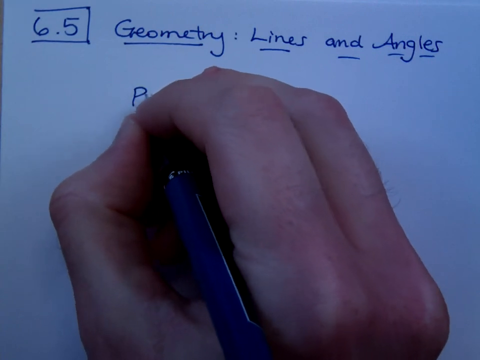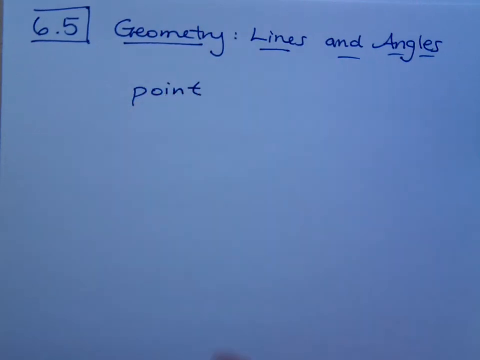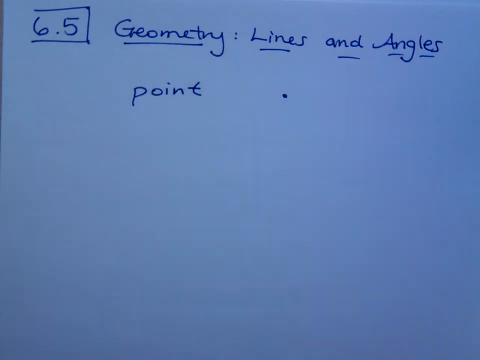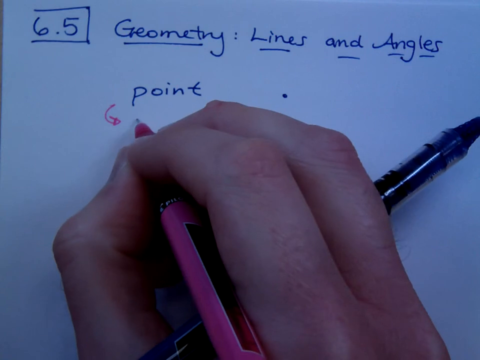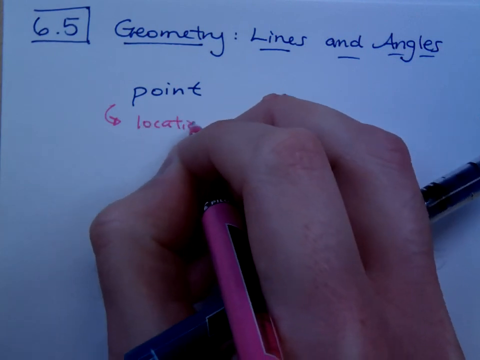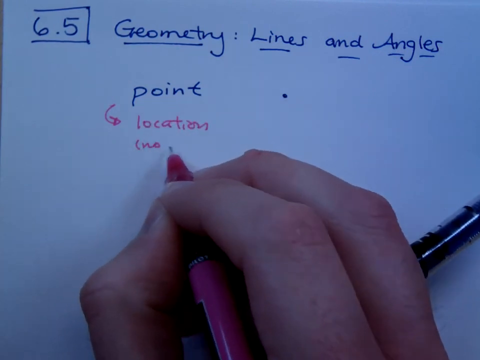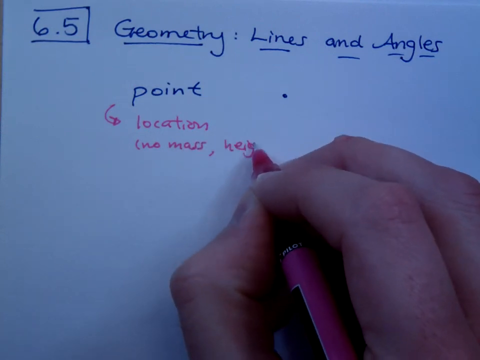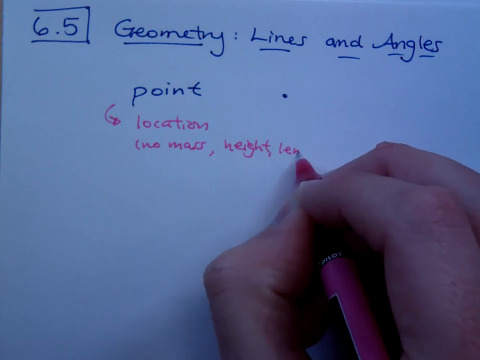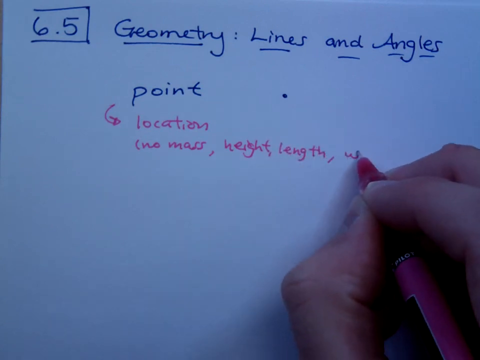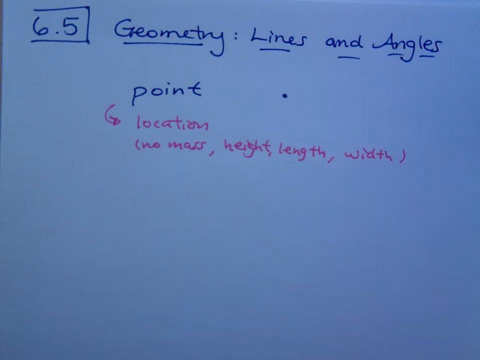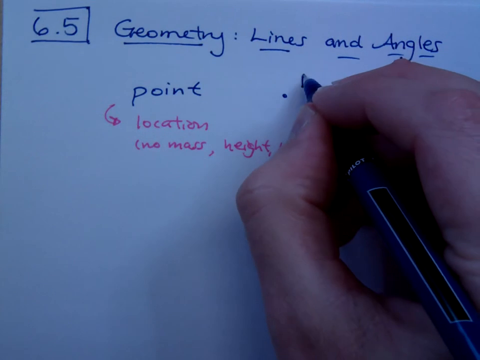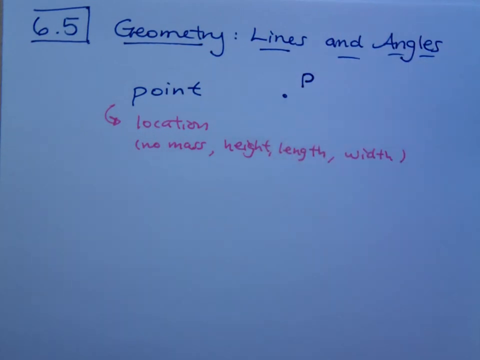Now, let's start off with what it means to be a point. Just so you guys know, a point is just a location. Please understand this, all it is is a location. There's no mass, no height, no length, no width, it doesn't have any of that. It's just a location. And so we oftentimes denote points with capital letters, like a capital P. So we'd say this is point P.